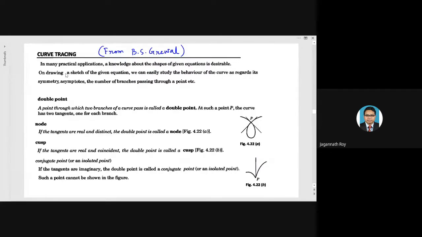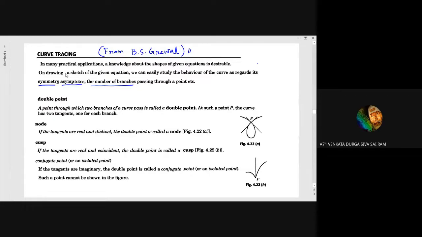These definitions are from P.S. Grewal, which will help us to trace the curve. First we have to understand, because whenever you go to plot any diagram, you will try to find whether it will be symmetric about the y-axis, or symmetric about the x-axis, or passing through infinity, or passing through the origin. So these are some basic properties known as symmetry, then asymptotes, the number of branches and the number of points.